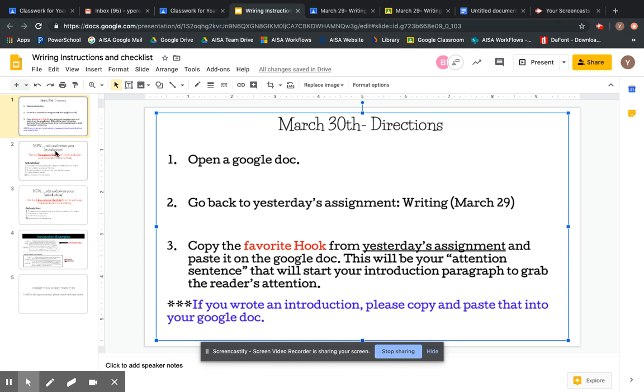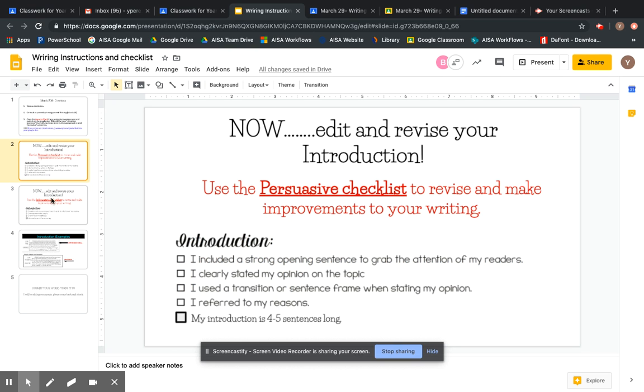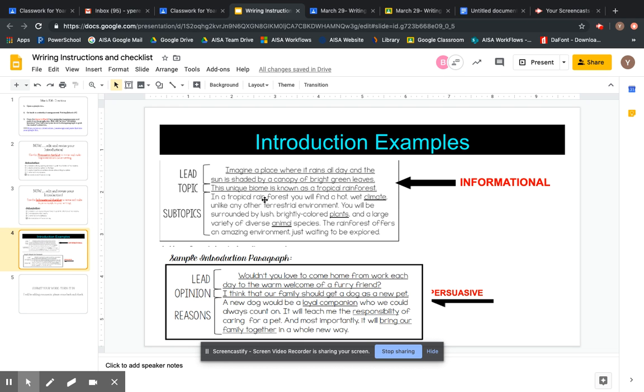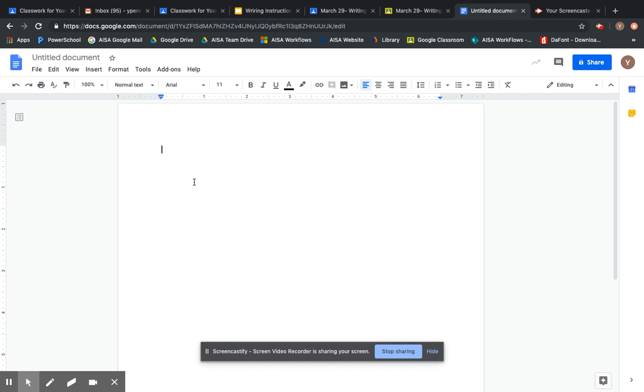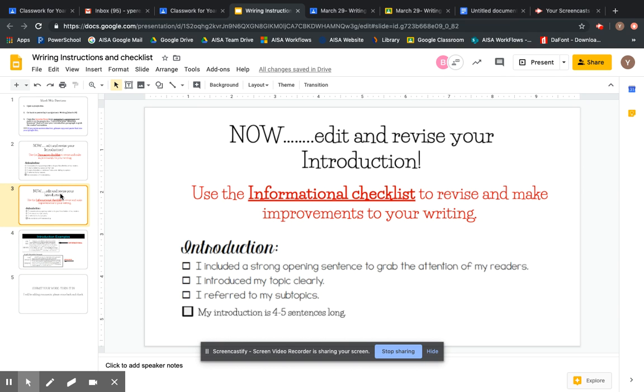Now, once you feel that you're done, you also are going to have a checklist. So make sure you are in the persuasive checklist slide or in the informational checklist. There are examples of an informational and a persuasive, so you can look at those for an example. If you did not write your introduction yesterday, go ahead and write it after you copy your favorite hook. So you have something to revise and edit today. Now, when you're going through your checklist, I'm going to do informational first, and then I'll kind of show persuasive.